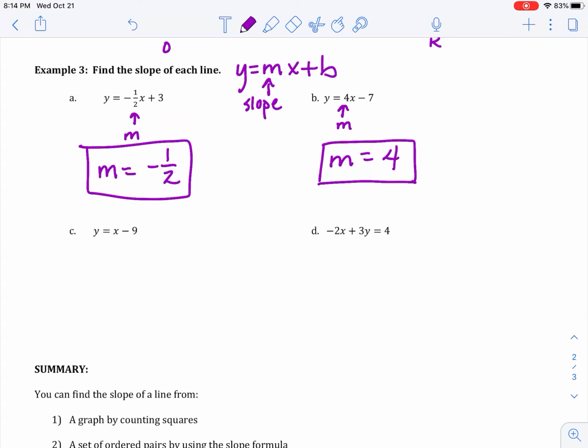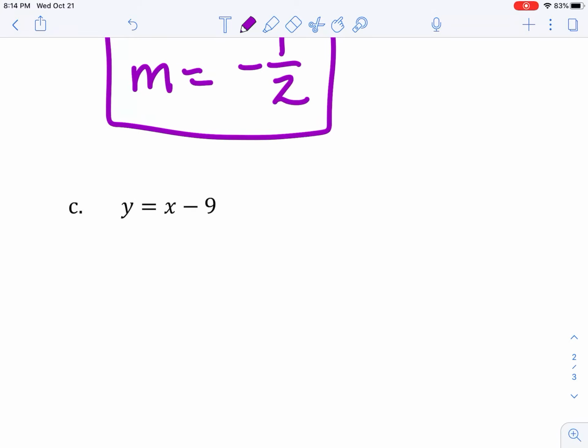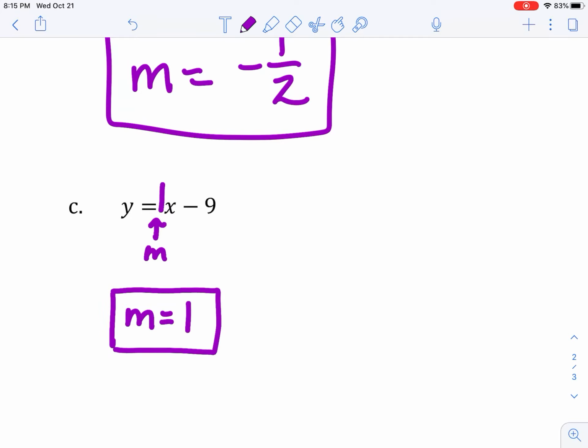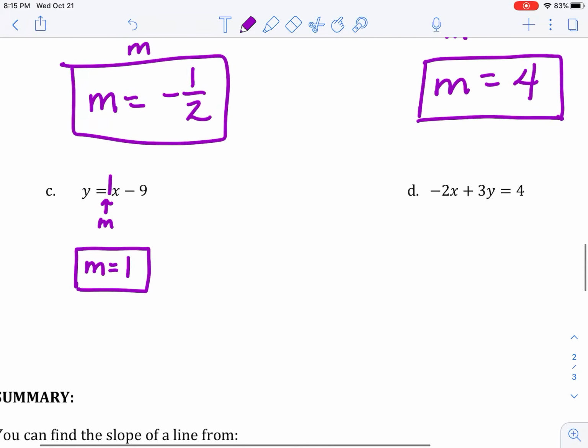All right, in the next one, we want the number in front of x, but this time there isn't one. So remember, that means there's an invisible 1 here. And so that's what your slope is going to be. So my slope is going to be equal to that invisible 1. Anytime you have an x that looks like it has nothing in front of it, it really has a 1 in front of it.